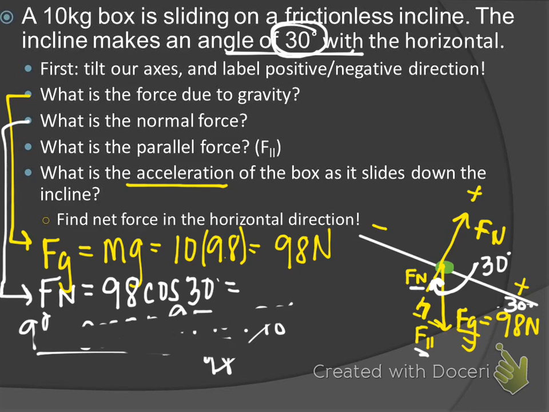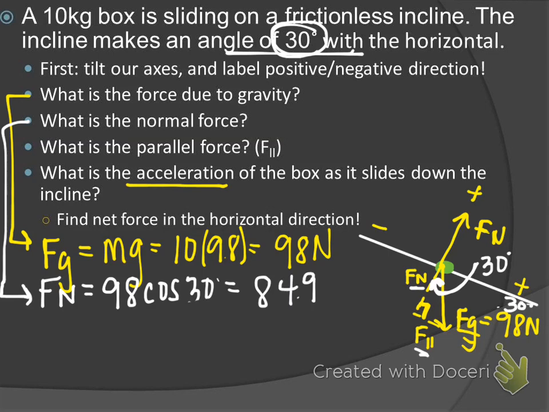Alright, so if I do the math and I take 98 times cosine of 30 degrees, make sure that your calculator is in degrees and not radians. I'm going to take 98 times cosine of 30 degrees and I get 84.9 newtons.